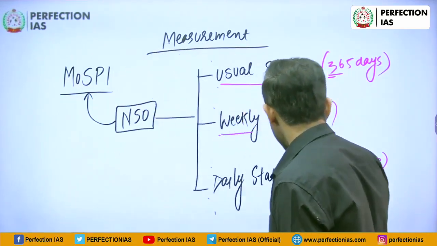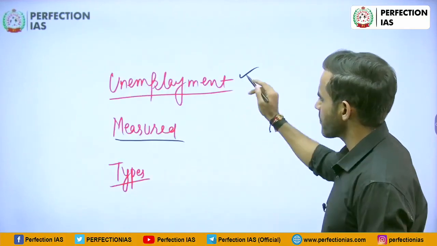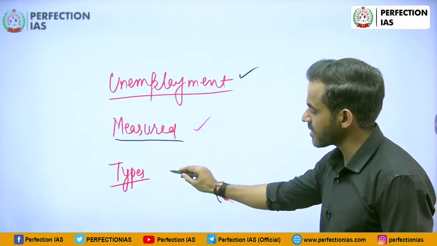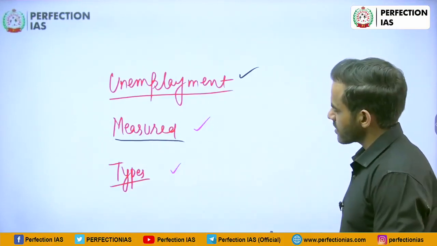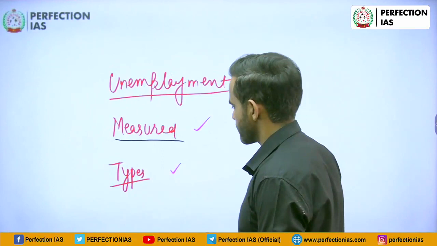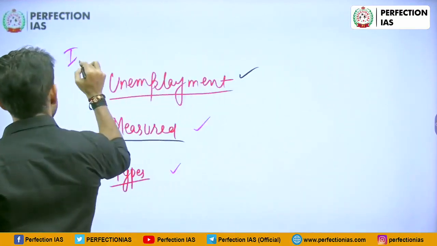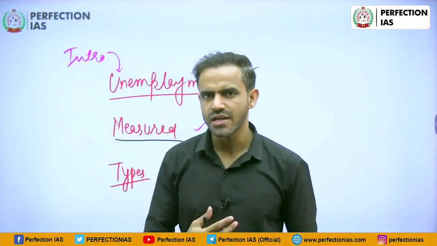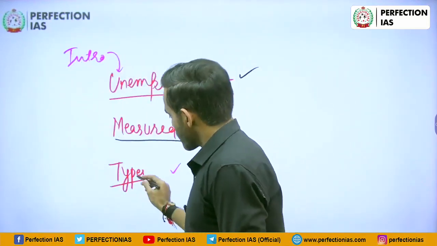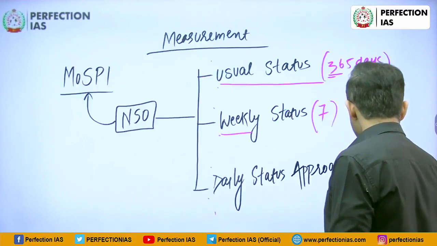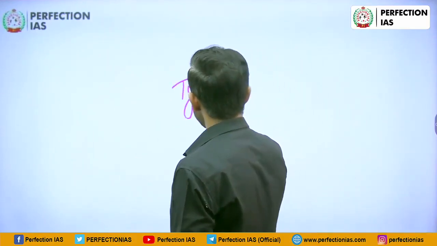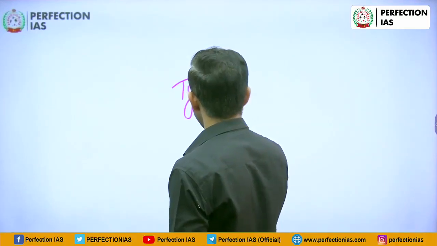So far we have covered what is unemployment and how it is measured. Now we need to cover the third part, that is, what are the types of unemployment. So the introduction we have already covered. In the introduction you can just start with unemployment. Now, types of unemployment, so following are the types of unemployment.